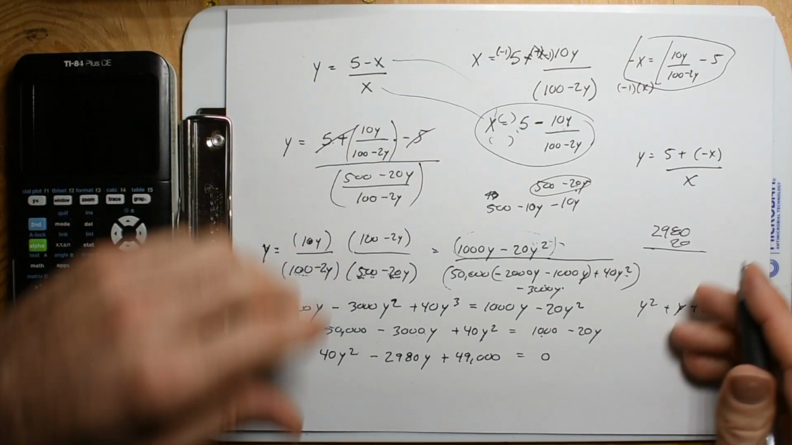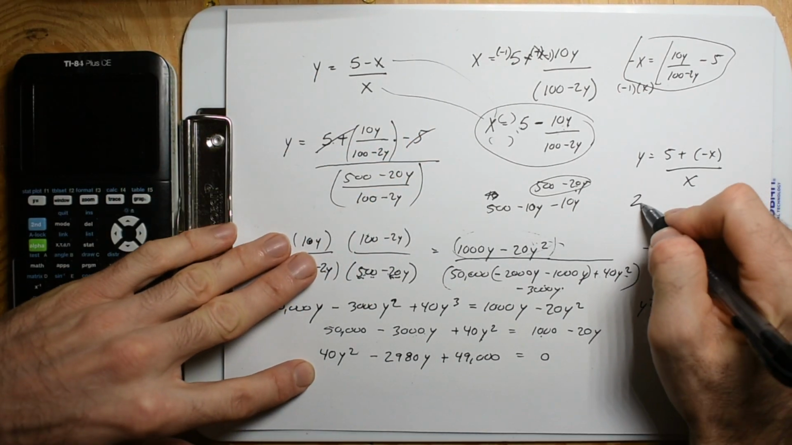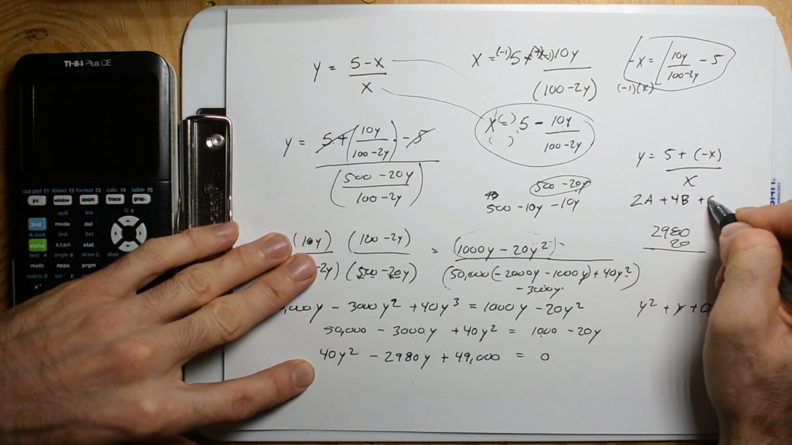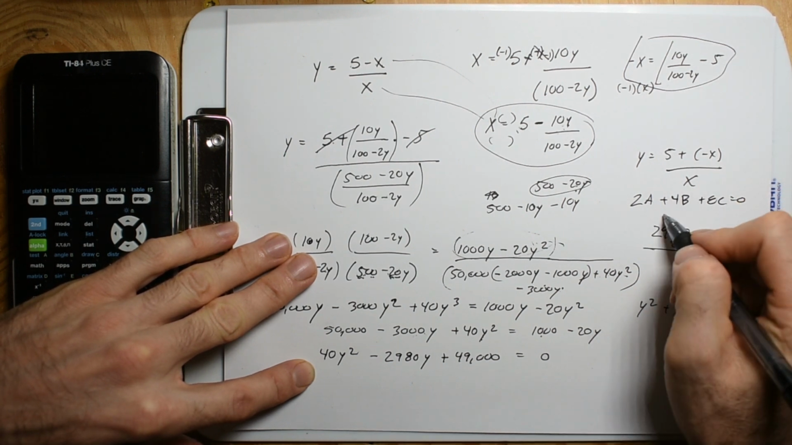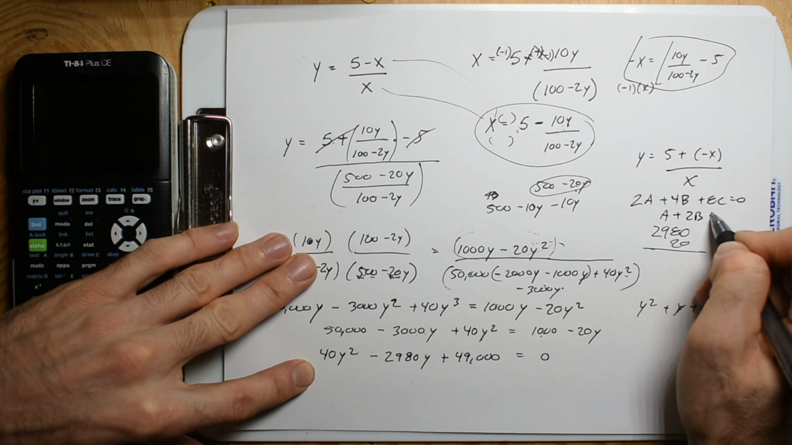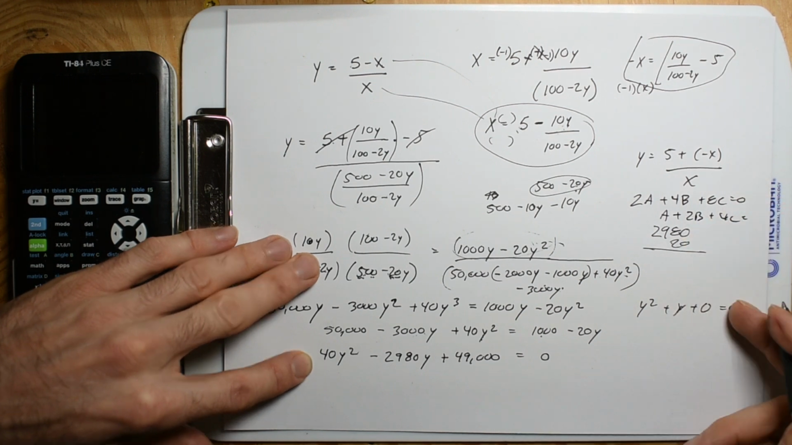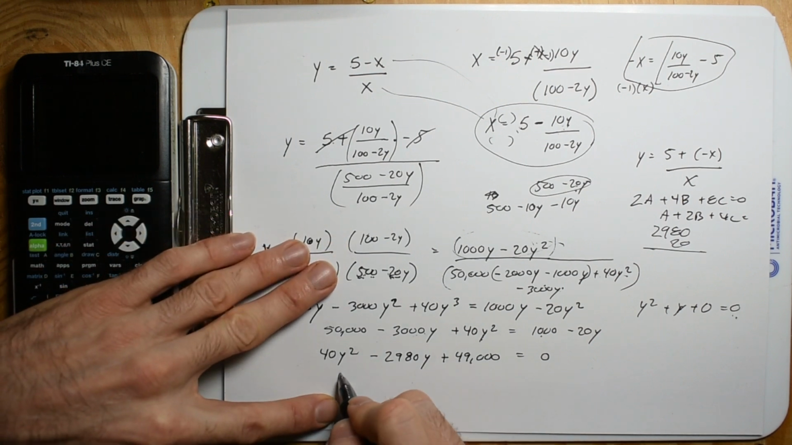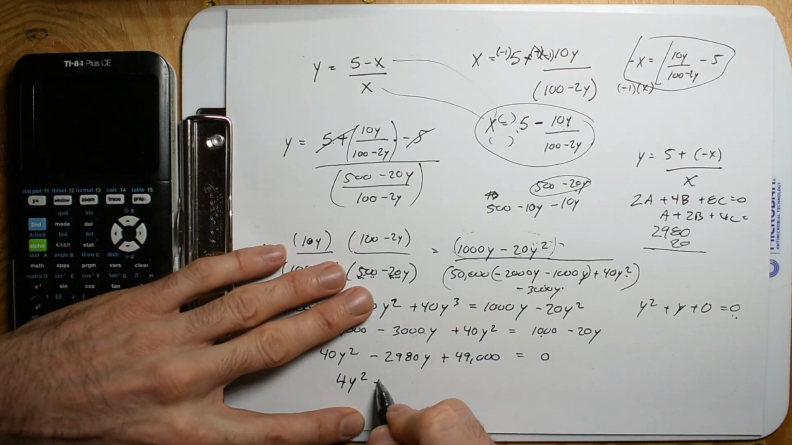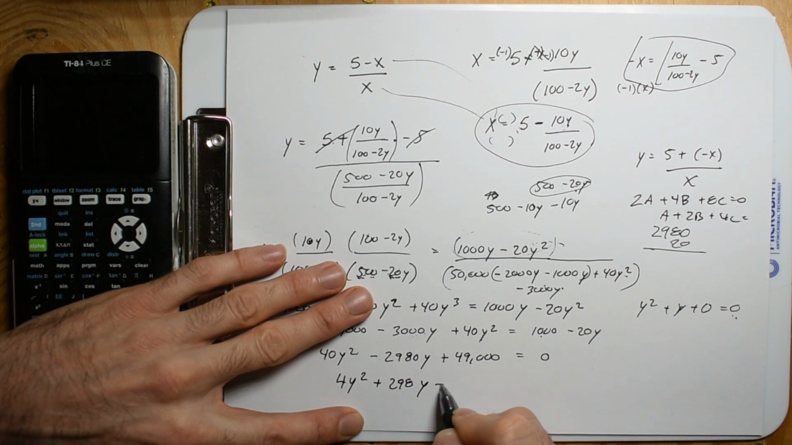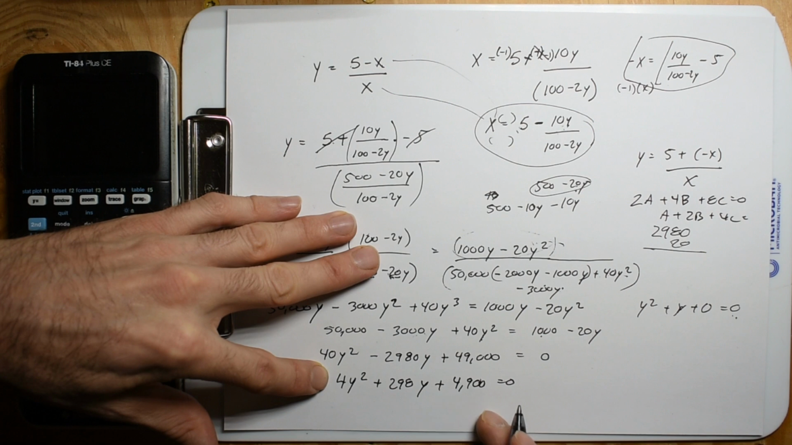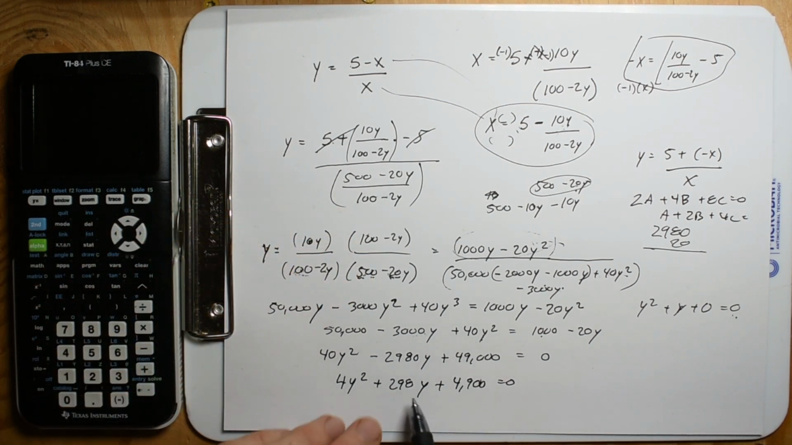And I'm going to use one of those tricks today where I just said, hey, if I have 2a plus 4b plus 8c is equal to 0, hell yeah, that's the same thing as a plus 2b plus 4c. I just factored out a 2. I'm going to do that. I'm going to factor out a 10 right here. So this is the same thing as 4y squared plus 298y plus 4,900 is equal to 0.